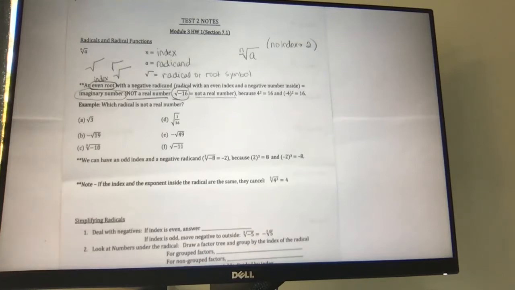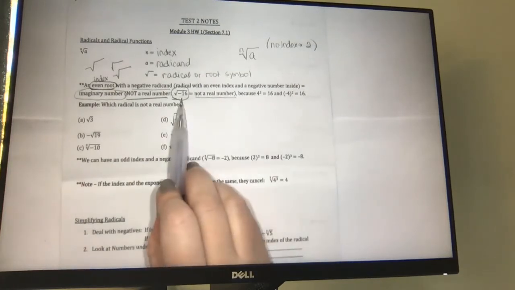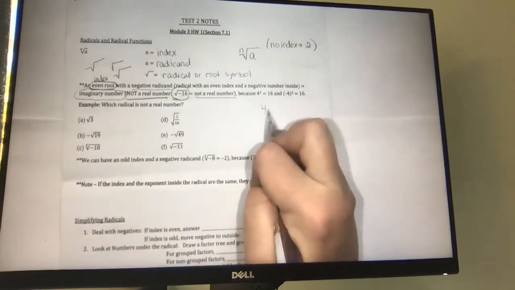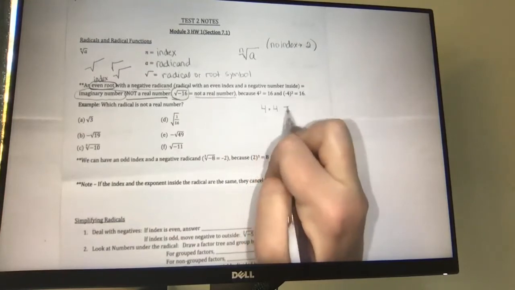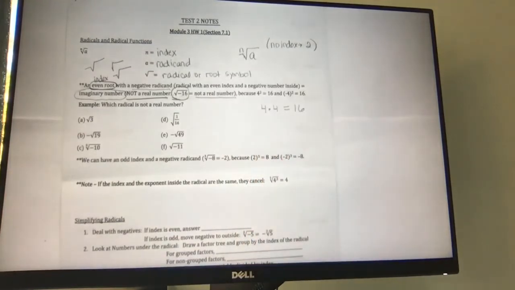So remember, when you're taking a square root, so your index is 2, really what they're asking you is what number can you multiply by itself twice to get the radicand? That's what they're really saying. So what number can I multiply by itself twice to get negative 16? Well, if I multiply 4 by itself twice, I get positive 16.